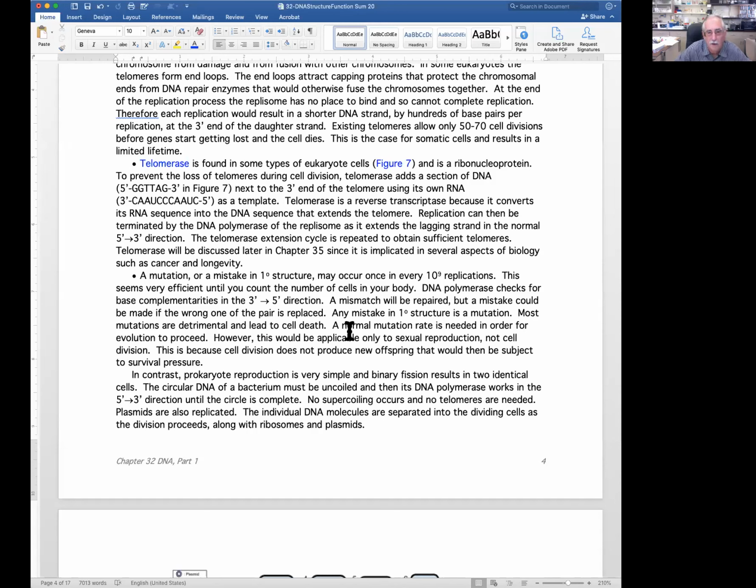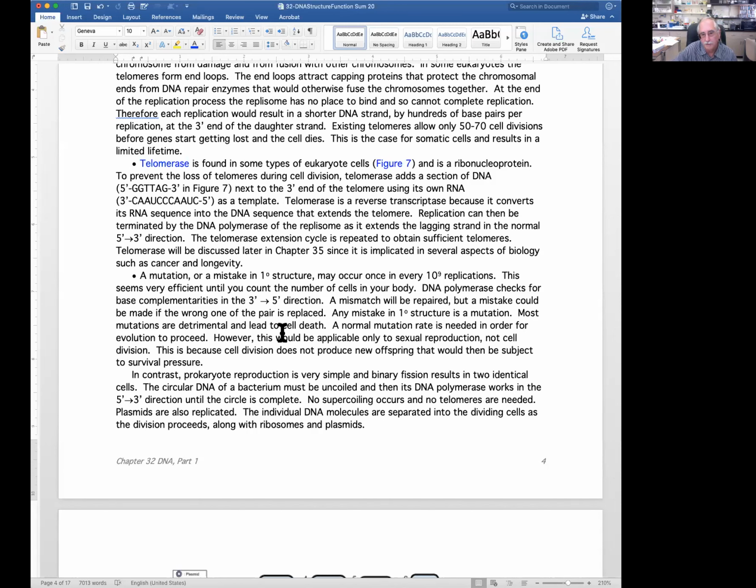So hopefully you get the idea of what telomerase does. So the kind of cells that have telomerase activity are stem cells, cancer cells. Those are the most, for the most part. Okay.